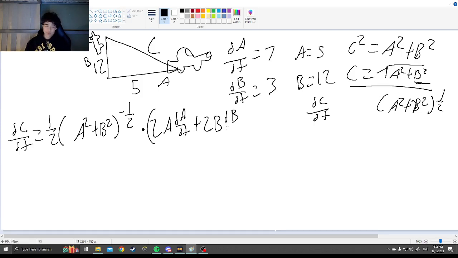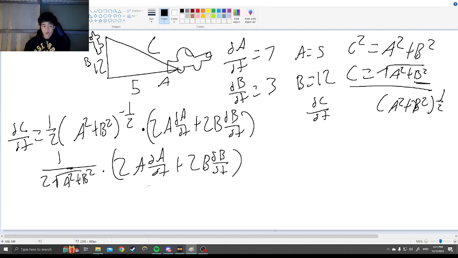So now that you have this, you could plug everything in now, but I think it's a little bit easier to make this look less ugly. So I want to get rid of this negative 1/2. I think it looks terrible. So the negative means you put it on the denominator, and the 1/2 means it's square rooted. So this is the same as 1 over 2 square root A squared plus B squared. And we can keep the rest of it the same. It's not that bad. It's not that ugly. Okay, and now we can start plugging in numbers.